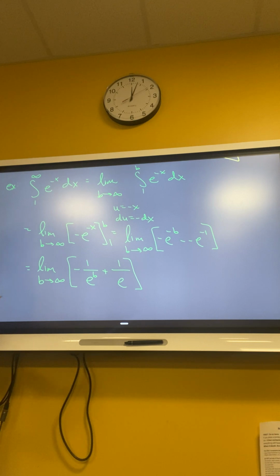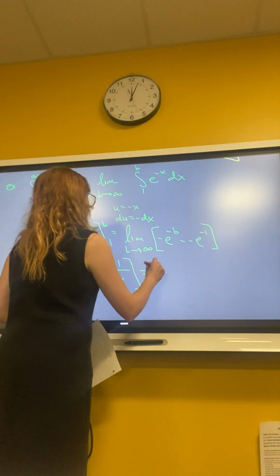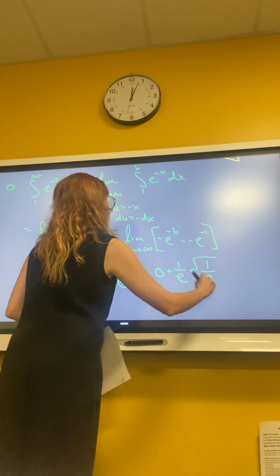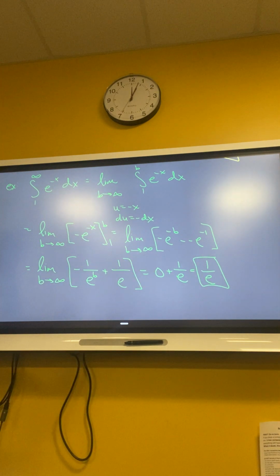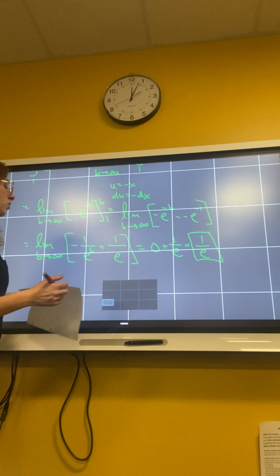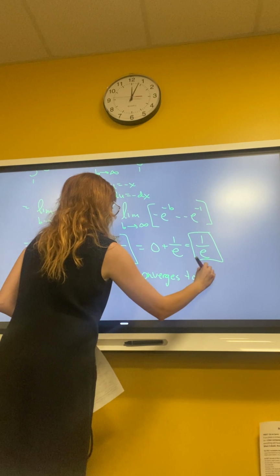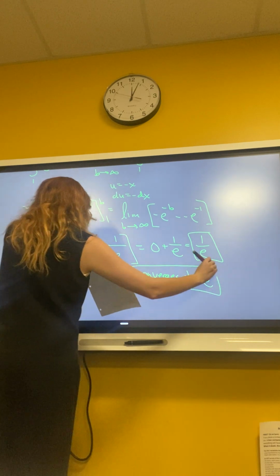Now, 1 divided by something raised to an infinite power is approaching 0. It's just getting bigger and bigger and bigger. As I divide by something bigger and bigger, this is going to approach 0. So really I have 0 plus 1 over e, and that's how I end up with just 1 over e, which again is what we were seeing when we were plugging it into the calculator too. So that's good. So we say it converges to 1 over e.